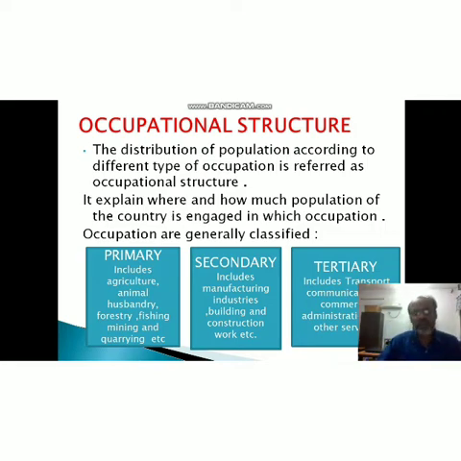In the primary sector we include animal husbandry, agriculture, forestry, fishing, mining and quarrying, etc. The secondary sector is also called the manufacturing sector, building and construction works. All these activities we include in the secondary sector. The tertiary sector includes transport, communications, commerce, administration and other services. So it is also called the service sector.